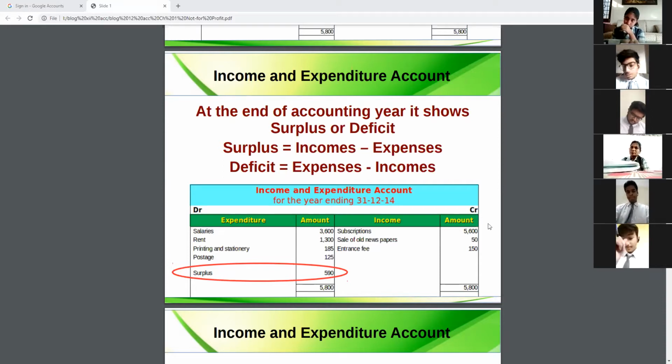Where the profit organization shows net profit, here they will show surplus. Surplus means excess of income over expenditure. And on this side, the profit organization shows net loss, so they will treat it as excess of expenses over income, which is termed as deficit. These two lines may come as fill in the blank or multiple choice questions. Deficit is equal to: expenses minus income, income minus expenses, expenses plus income. By this way we can give it.